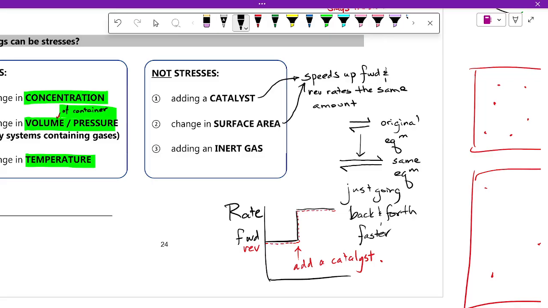And if you remember, what does adding an inert gas do to rate? Nothing. It does not change rate, therefore it does not cause a shift. It's not a stress.